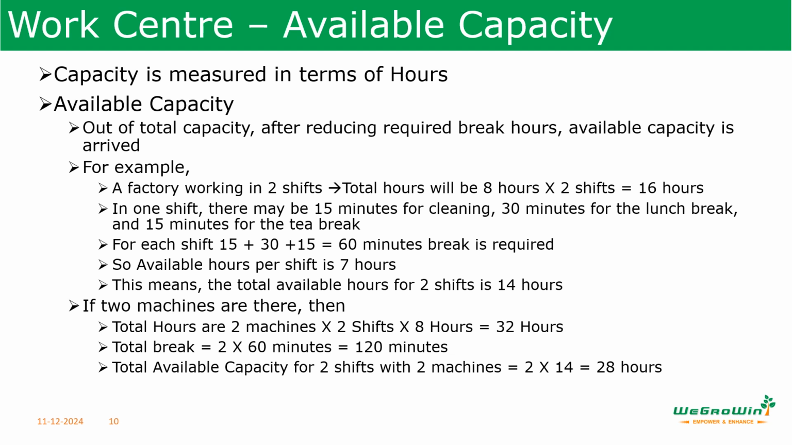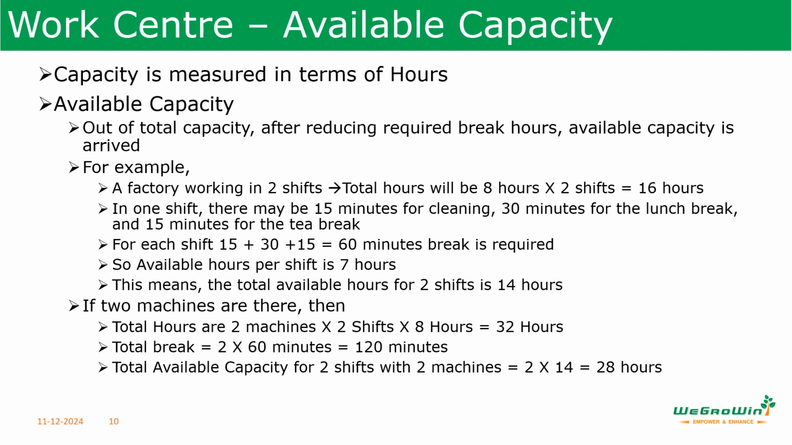For example, a factory is working in 2 shifts. So total hours will be 16 hours. In one shift, there may be 15 minutes for cleaning, 30 minutes for food break, and 15 minutes for tea break. So for each shift, we have a 60 minute break. This means available hours per shift is 7 hours, so total available hours for the 2 shifts is 14 hours. Right? This is the one thing you need to understand. It is not that all 16 hours are available, only 14 hours are available.